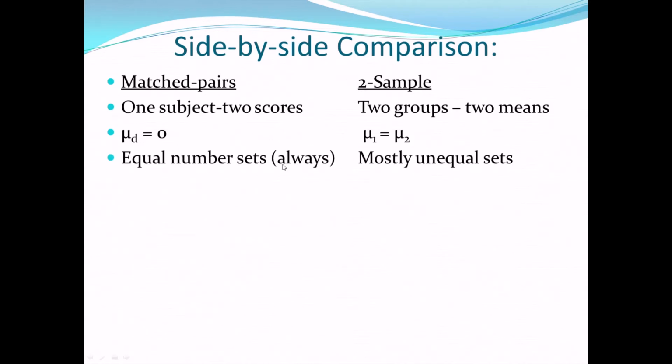You always have equal number sets in matched pairs because you have to measure everyone twice. So if you have 10 individuals, then you have 10 readings for before intervention and 10 readings for after, 10 and 10. In two samples, they're mostly unequal. They can be equal, but it's sort of rare.